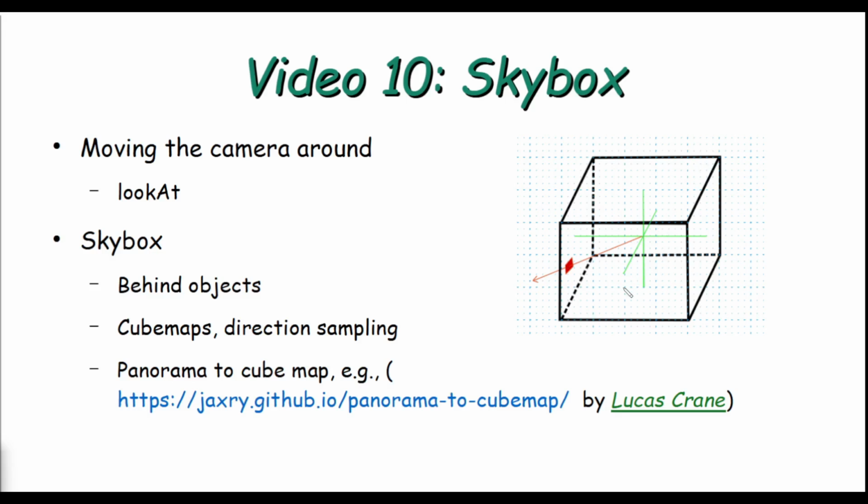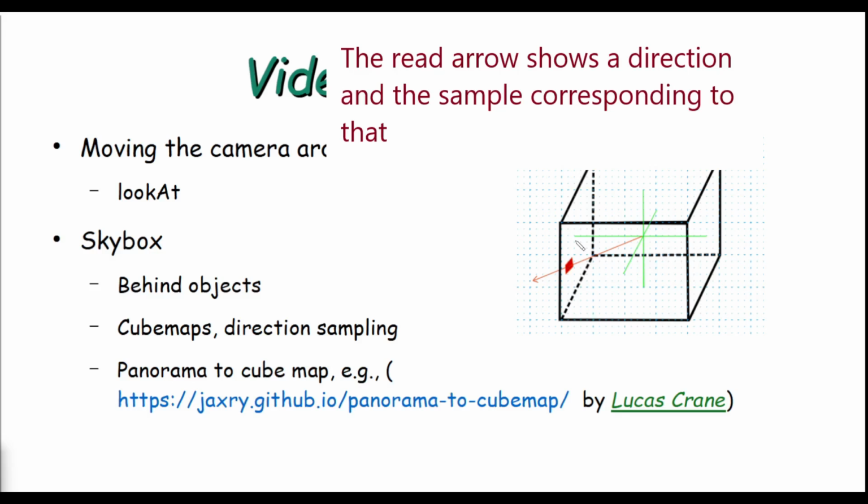So you will have one image for the front face, one for the back face, one for the top, one for the bottom, and left and right. The benefit of these cube maps is the direction sampling. So you will see how we will do that in our vertex and fragment shaders.